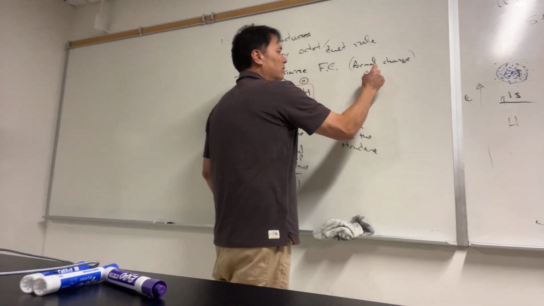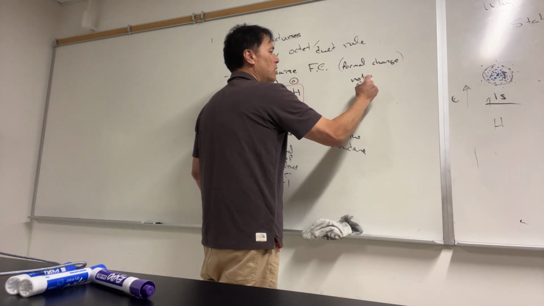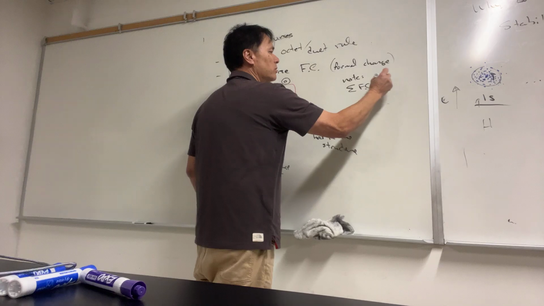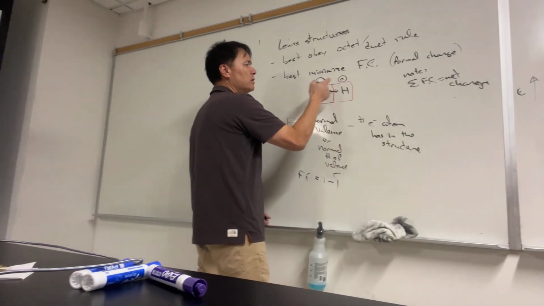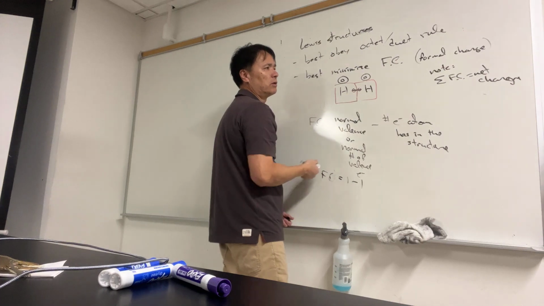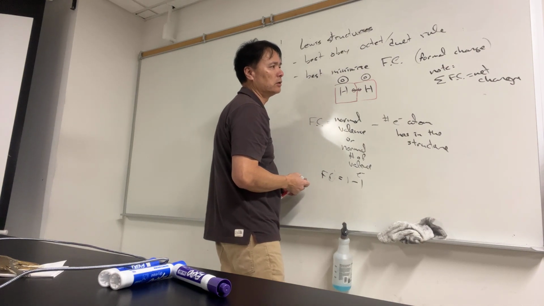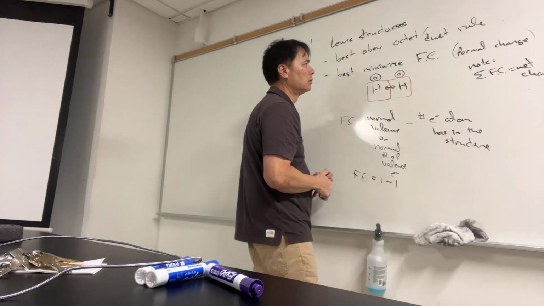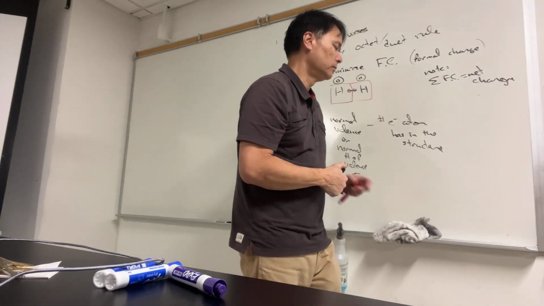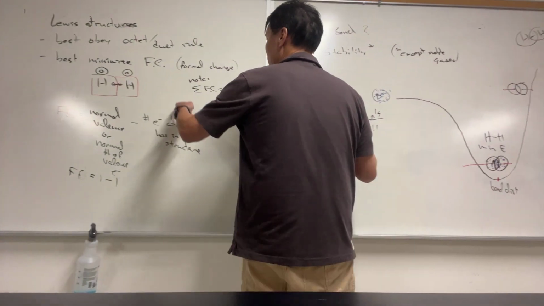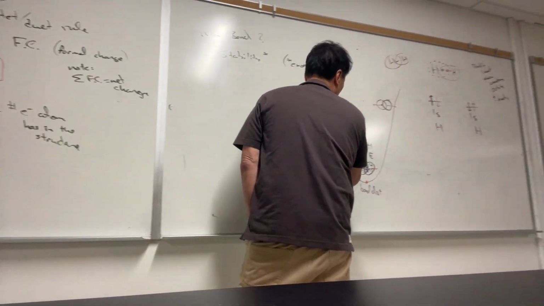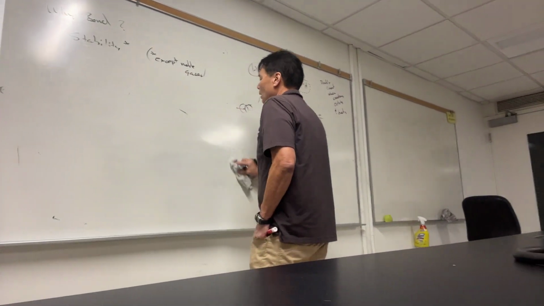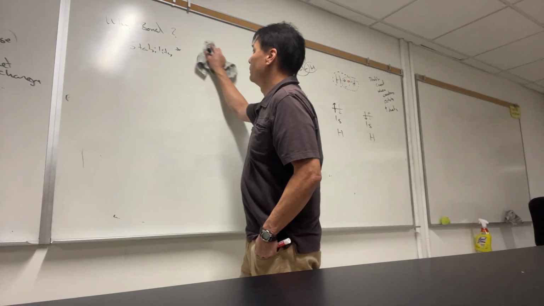Note over here, the sum of the formal charges is equal to the net charge. So if we add up the two formal charges, 0 plus 0, we get the net charge of the hydrogen molecule, which is also 0. These are the two most important things in Lewis structures. To determine the Lewis structures.